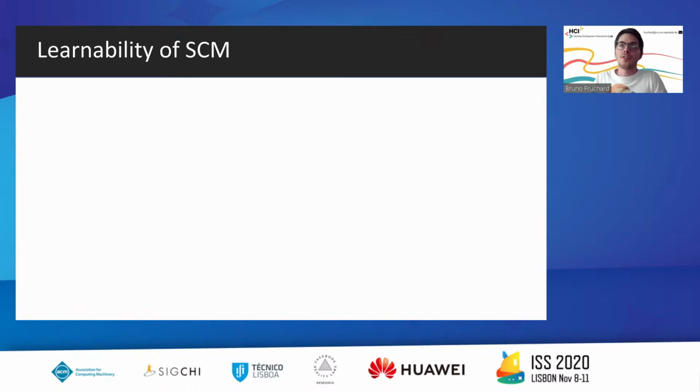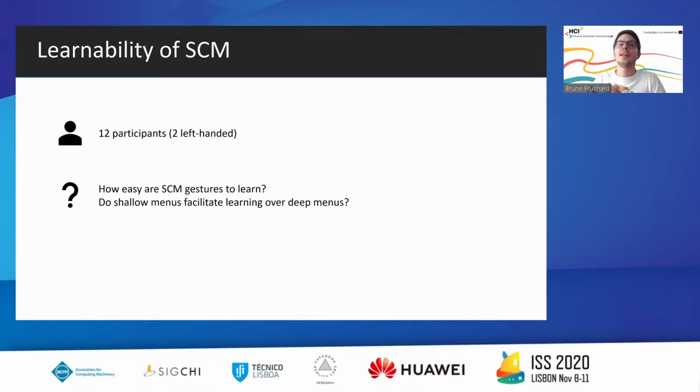Now we did the second experiment on the learnability of SCM, and we compared SCM to marking menus. For that, we had 12 participants, new participants, other participants. And the question was, how easy are SCM gestures to learn? And do shallow menus, so the hierarchy of SCM, facilitate learning over deep menus?